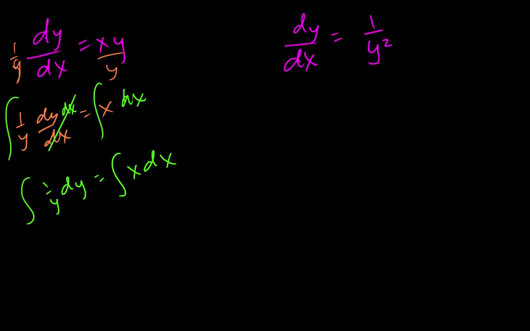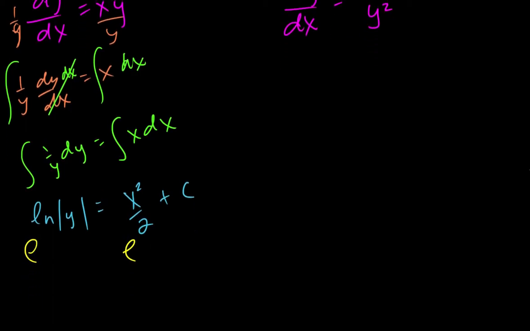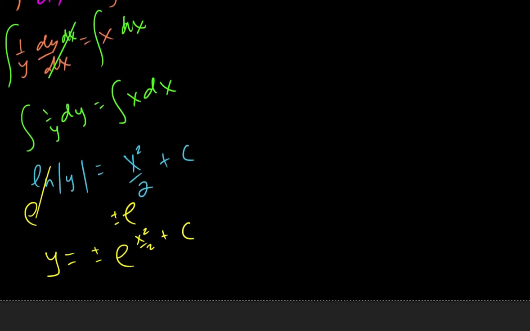And when we do this, it's natural log absolute value y. When we do this, we get x to the 2 over 2, and then plus c. And then if we want to solve that for y, we can e both sides. And if we do it in such a way that we have plus or minus, we can look at it like this. And that's it.